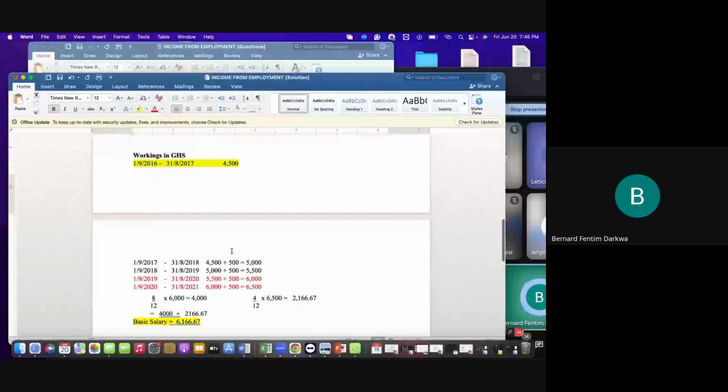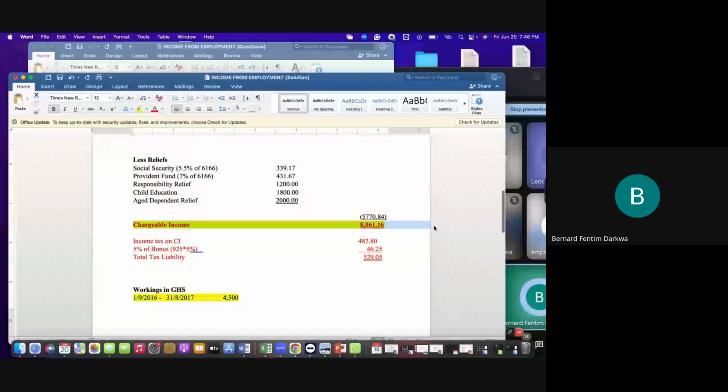So this is not a tax computation yet. The question says calculate his tax liability, but this format will help you get the taxable or chargeable income. Chargeable income is what you can calculate the tax on. So now that we have the chargeable income, we are going to calculate the tax on it to answer the question.